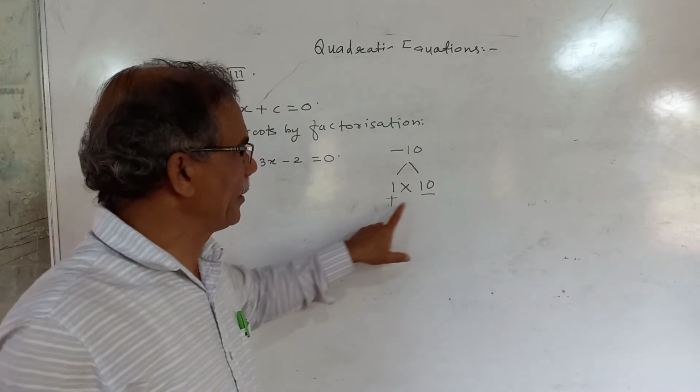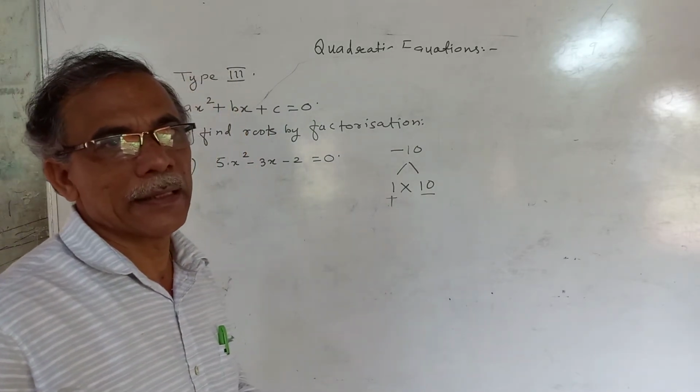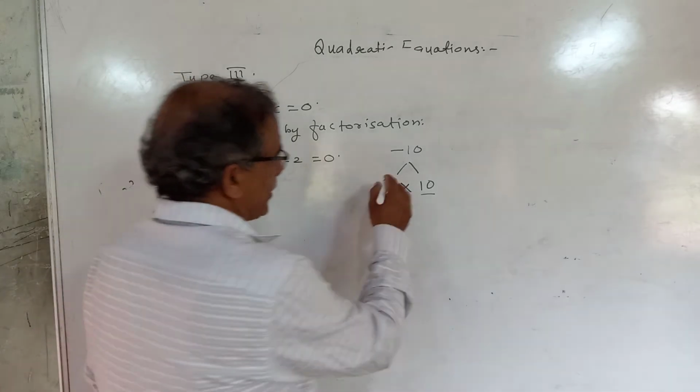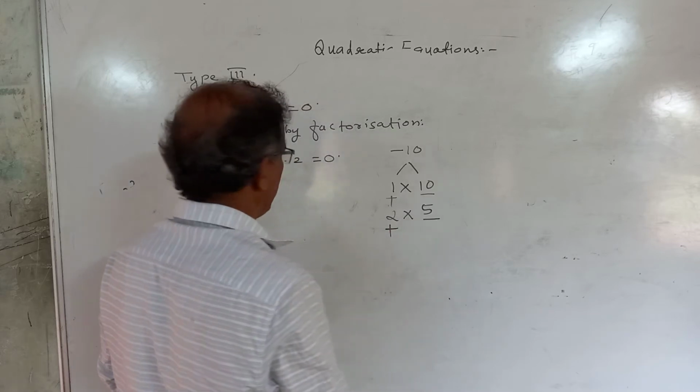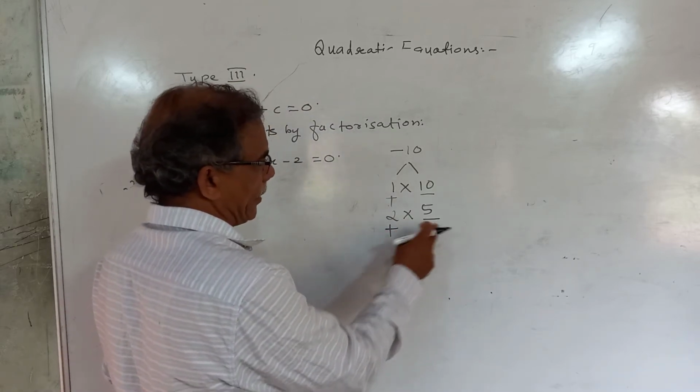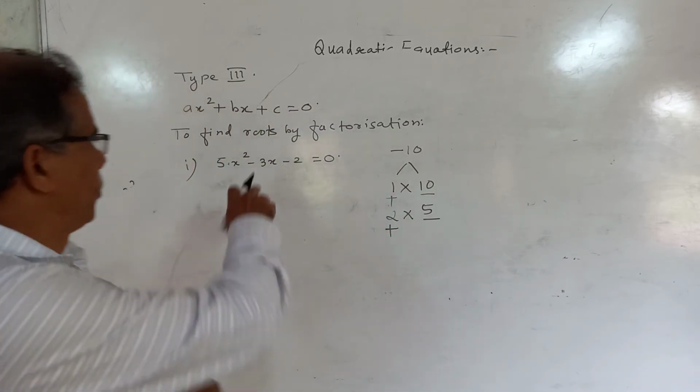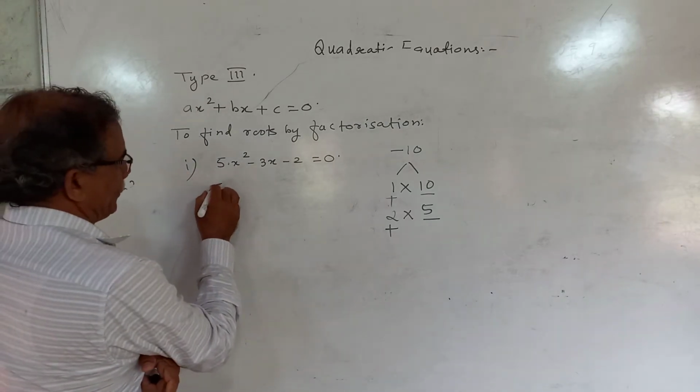What is difference here? 1 minus 10, minus 9. It will not work. So second pair is 2 into 5. Greater number negative, smaller positive. See, 2 and minus 5. If you add, it is minus 3. So you should take that pair here.